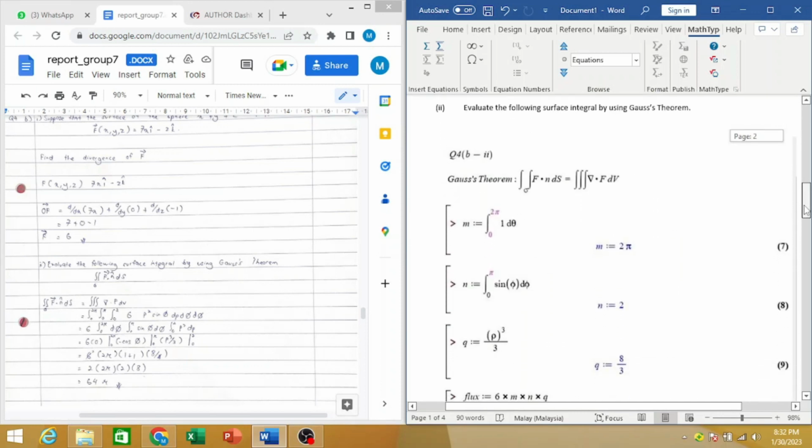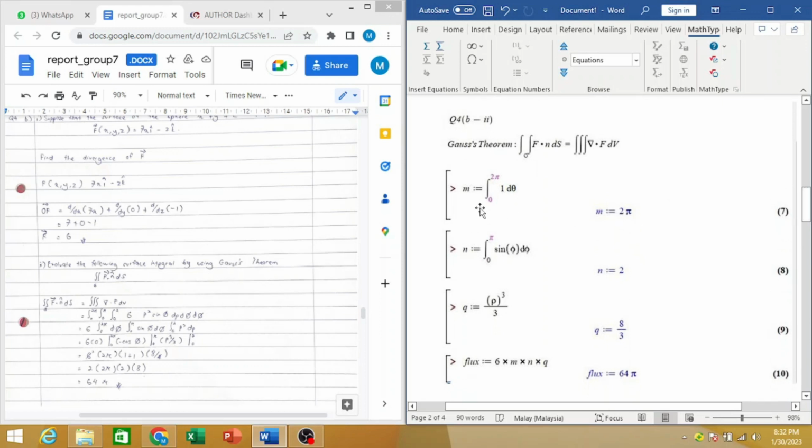Okay, for question 4b part 2, evaluate the following surface integral by using Gauss theorem. So the formula for the surface integral, and then just put in the integral 2 pi until 0 and pi until 0, and then type flux equal to 6 times m times n times q, and we get the final answer. Flux is 64 pi. As we can see, the final answer we get is 64 pi, the same as the manual calculation.